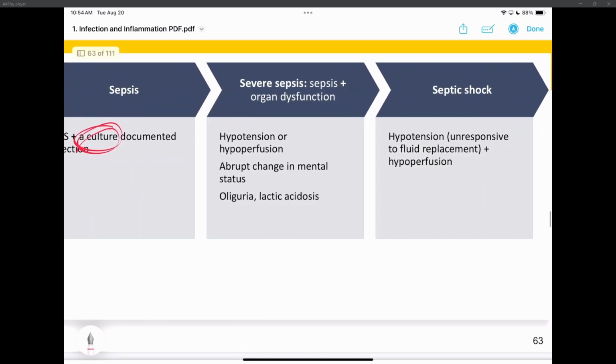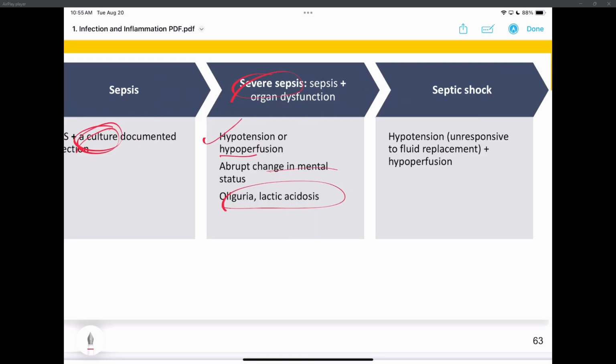The next thing is called severe sepsis. This is when you start having end organ dysfunction. By dysfunction, I mean hypotension, or vascular collapse. All those vessels wide open, your blood pressure drops. Hypoperfusion, lack of supply to those tissues. If you have lack of blood supply going to your brain, it'll cause confusion, and that's why you get some abrupt changes in mental status. They may also have oliguria and lactic acidosis.